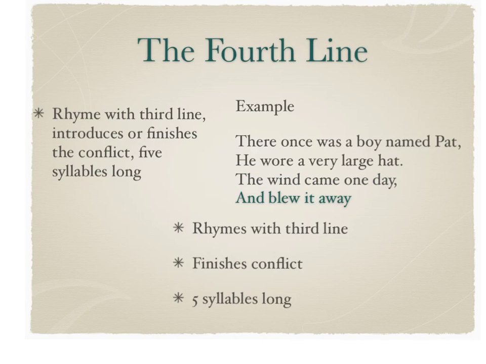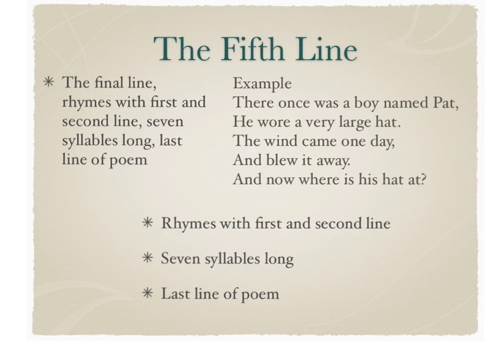The fourth line. It should rhyme with the third line only. It should finish off the conflict, and it should be 5 syllables long. The example. There once was a boy named Pat. He wore a very large hat. The wind came one day, and here's our fourth line, and blew it away. And so, see, it rhymes with the third line only, it finishes off your conflict, and it has 5 syllables.